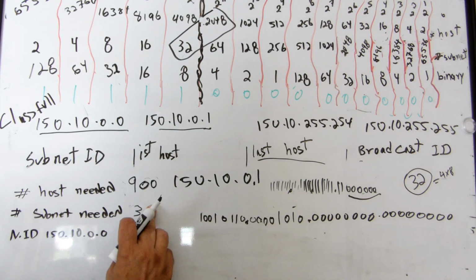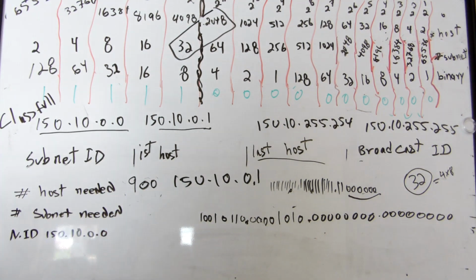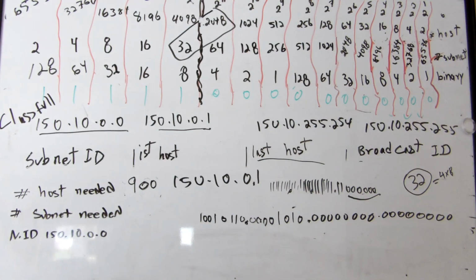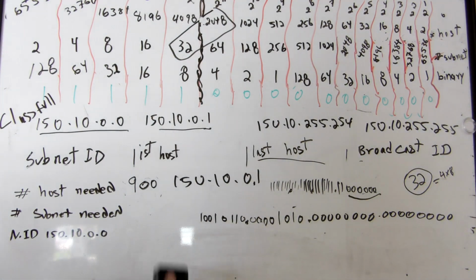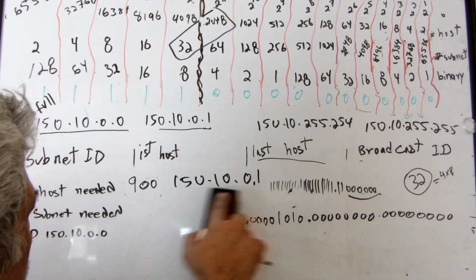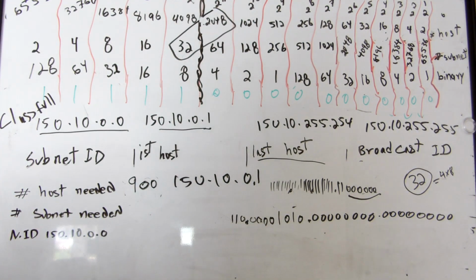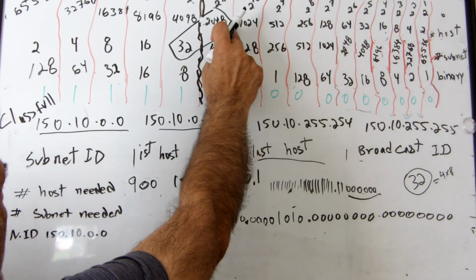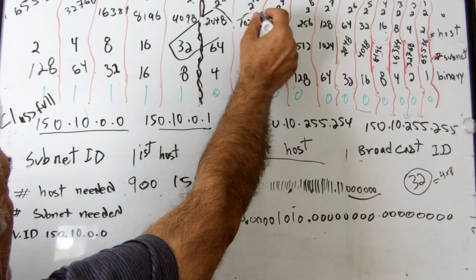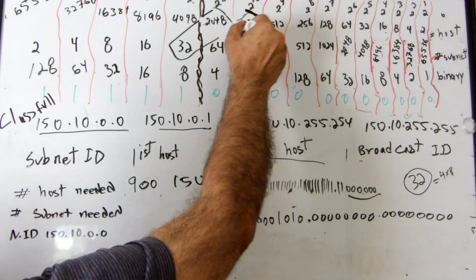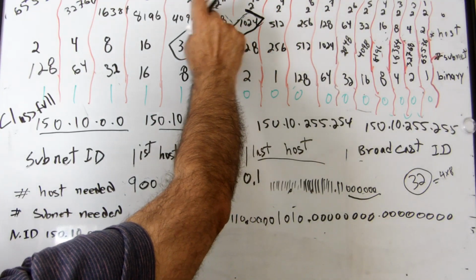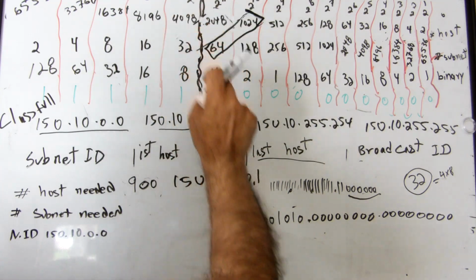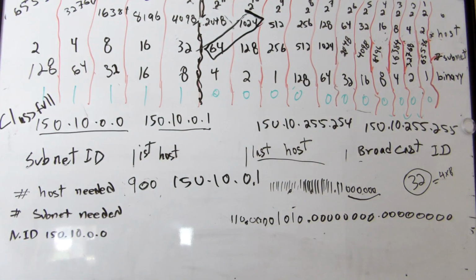And this is one of the information that is needed, and the network ID, this one. So from this you can get some other information. See, for 900 you can choose this one instead of this one. So when you choose the number of hosts 1024, there would be 64 subnets.